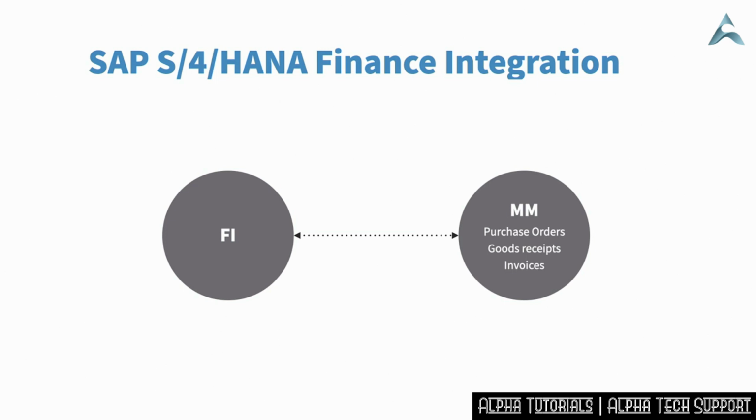Similarly, data from the goods receipts, when the product is received into inventory, and the invoice receipts, when the invoice is received from the supplier, flow indirectly from the MM module to accounts payable.